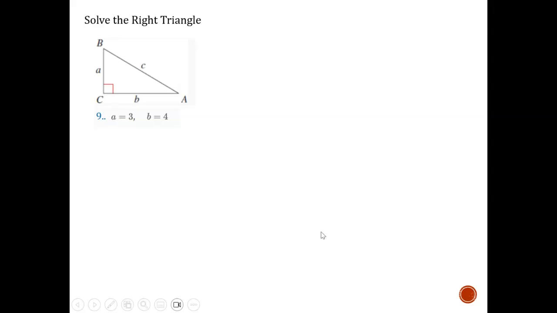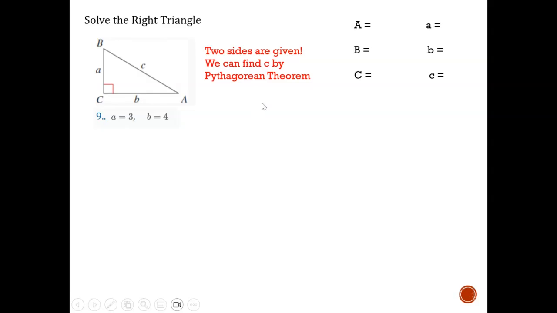Okay, now, let's do one more, guys, but this is a little bit different now. Because on this one, they didn't give you an extra angle. They just gave you the length, the sides of A and B. So we know that two sides are given. We can find C by using the Pythagorean theorem. So we can find little c by using the Pythagorean theorem.